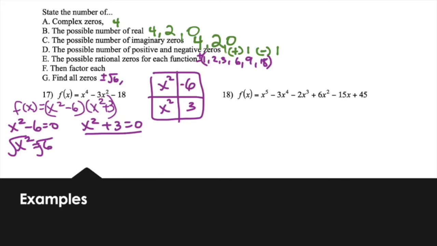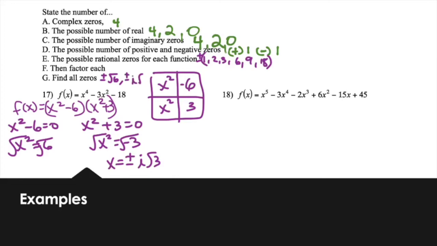Now we're going to do this one. We're going to subtract that 3 to the other side, and we'll have x squared equals negative 3. Take the square root of both sides. Since we have a negative, it means we're going to have an imaginary. We took the square root, so we have a plus or minus. Here we're going to write plus or minus i square root 3.